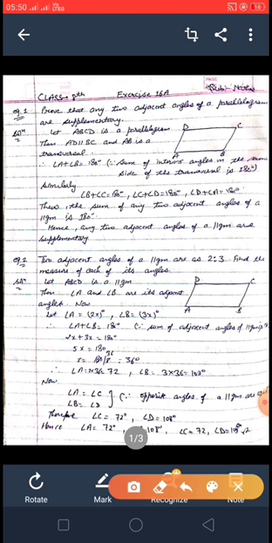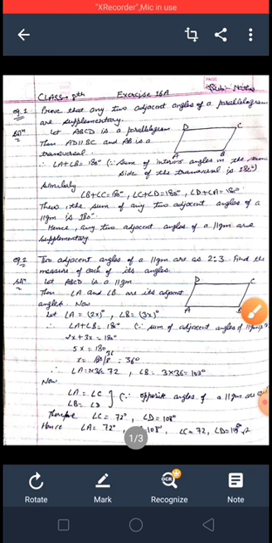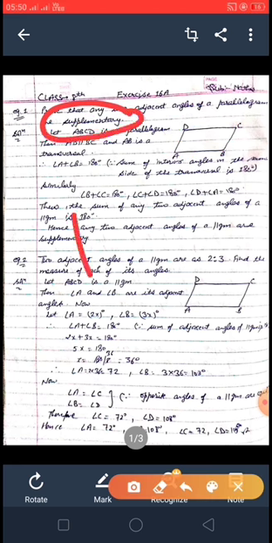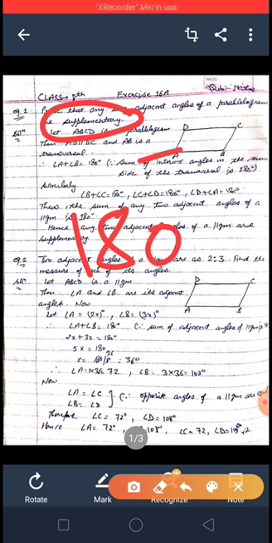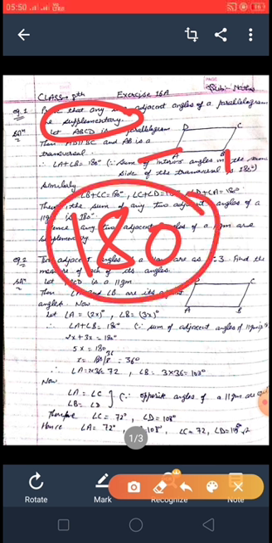So first example: prove that any two adjacent angles of a parallelogram are supplementary. Means we have to prove that two adjacent angles of a parallelogram are supplementary. Adjacent angle means this is A, this is B. Clear? These are the adjacent angles. Similarly, B and C, C and D, D and A. Clear? Supplementary means when we add angle A plus angle B, it will become 180 degrees. So this is known as the supplementary angle.